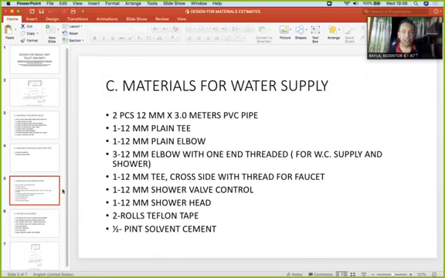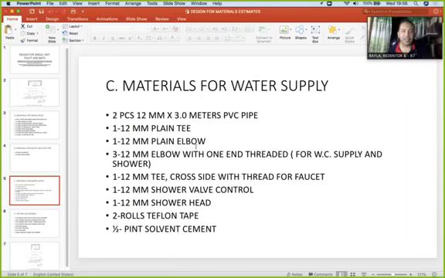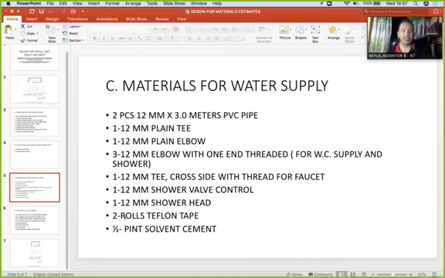So for the water supply materials, you have PVC pipe, 12 mm diameter, plenty. So where is the 12 mm T? This T, this T, going to the faucet. Again, all of these are found in the water supply. Shower head, Teflon tape, solvent cement. You have a 12 mm elbow, plain elbow.